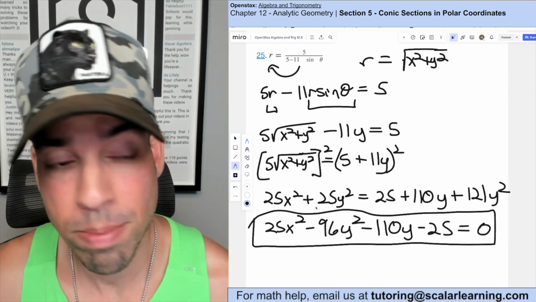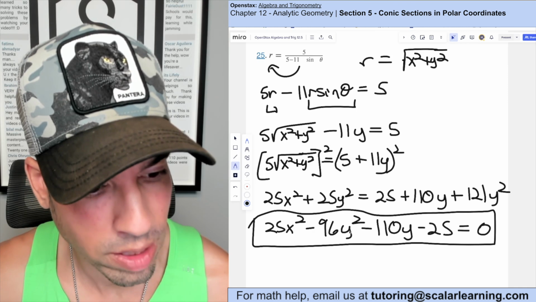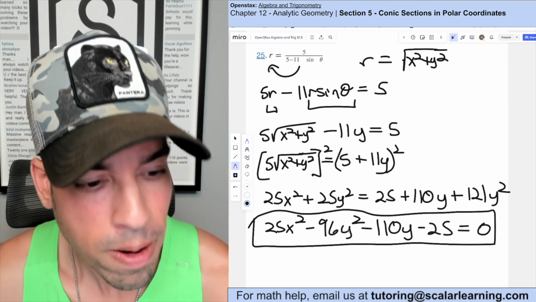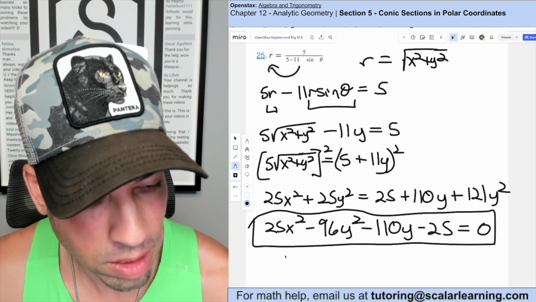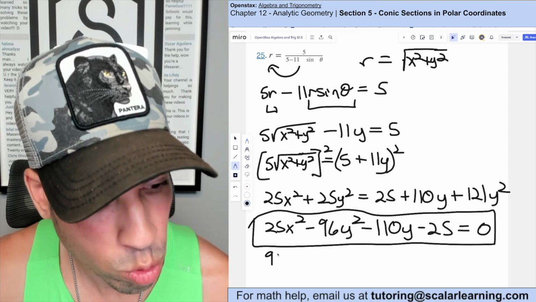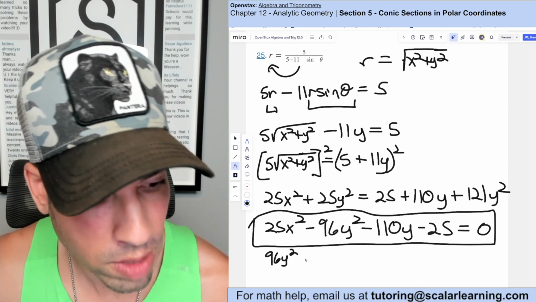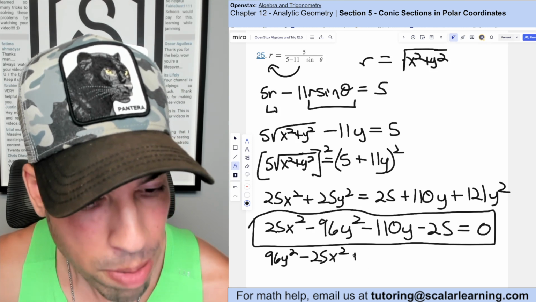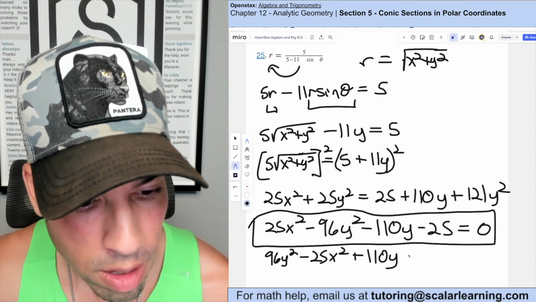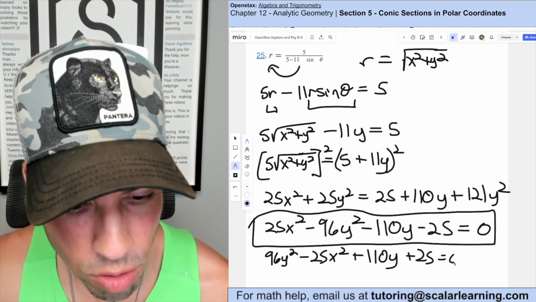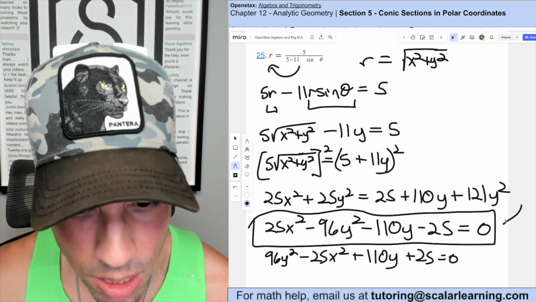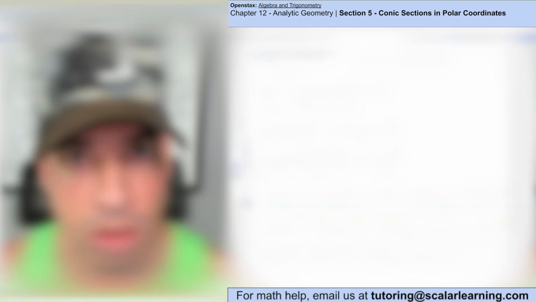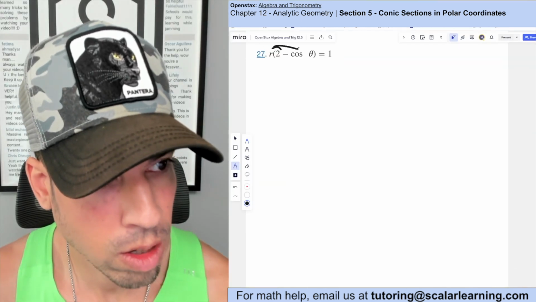Done. And by the way, in the back of the book, they switched the order of these two, and then they made the first term positive. So obviously you could do that as well, right? You're just bringing the negative 96 to the front and multiplying everything by negative 1, which would flip all of it, right? Positive 96y squared, negative 25x squared, positive 110y, positive 25 is equal to 0. Of course, staying consistent with the rest of the answers, I would keep it like this, but that's why it's presented the way it is in the back of the book. So for this one, we're going to start by distributing that r value.